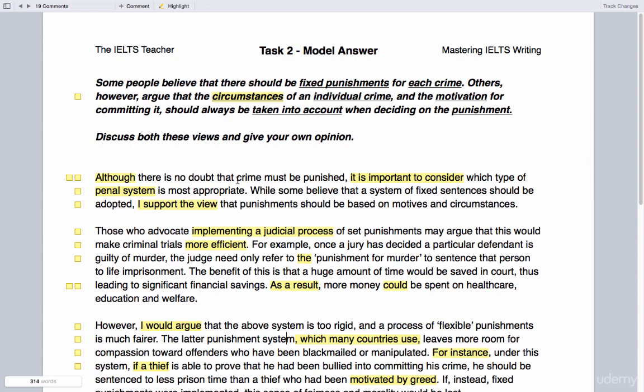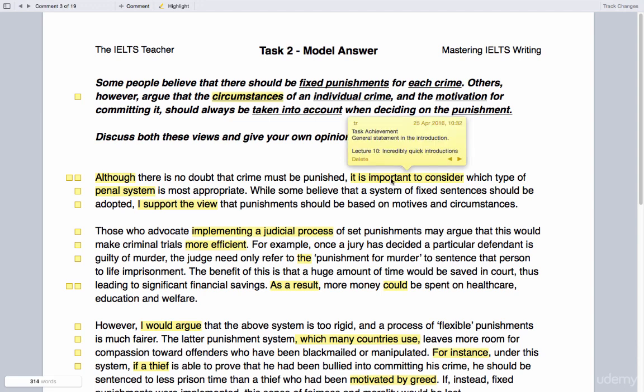Moving into the answer itself, notice that we begin with the word although. This covers the requirement for complex sentences. Here we're looking at a complex sentence by way of a subordinating conjunction, which is although. You can learn about these in Lecture 23, which is titled Complex Sentences. So, although there is no doubt that crime must be punished, it is important to consider which type of penal system is most appropriate. Let's look at the it is important to consider.